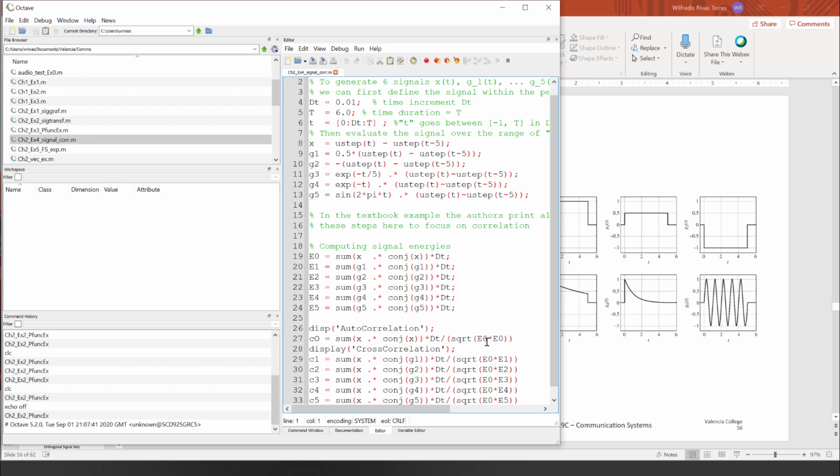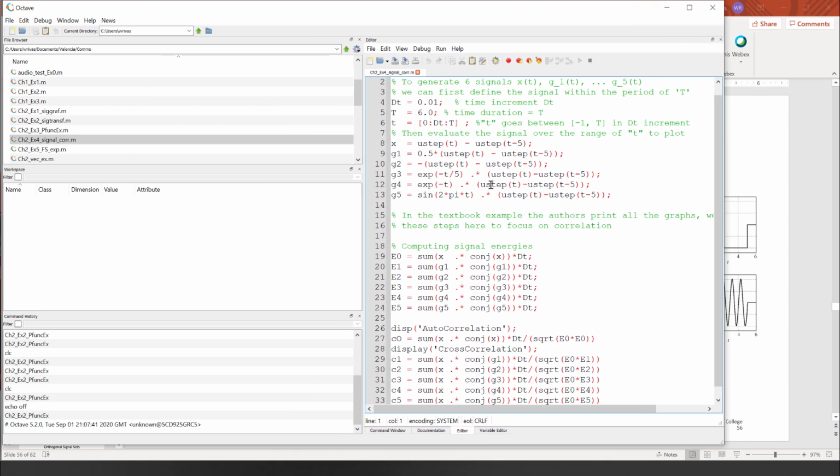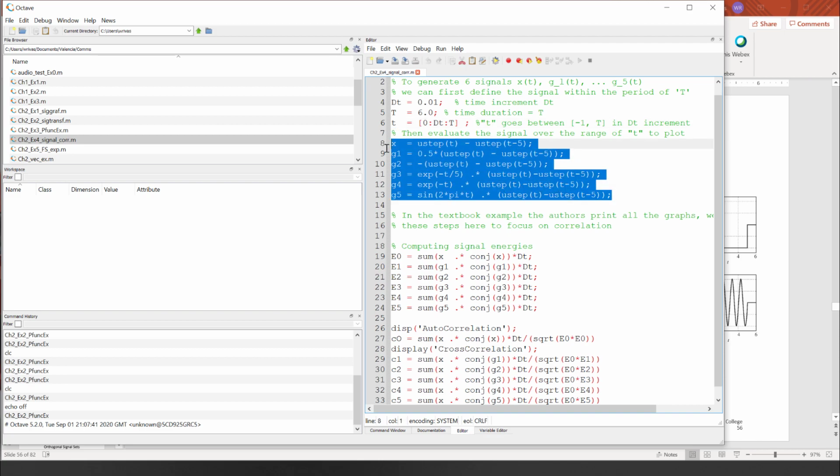I think that's the best thing for us. The procedure is very similar to what we've been doing for a while now. We calculate what the time increment needs to be and what the duration is, then we come up with a vector for our time values. That's what happens between lines 4 and 5. Then between lines 8 and 13, we're giving the functions, creating all the vectors for each of the functions for x and g1 through g5.